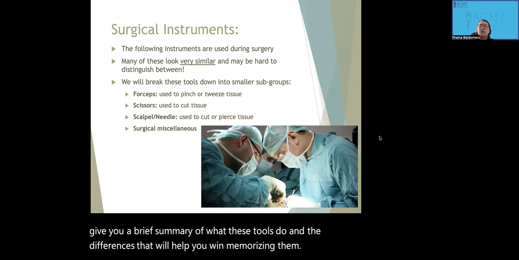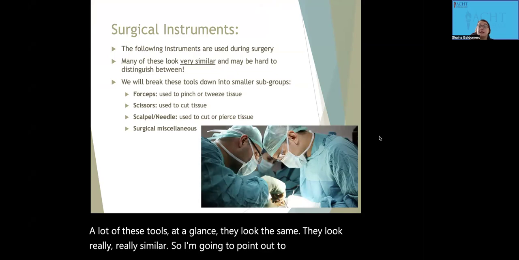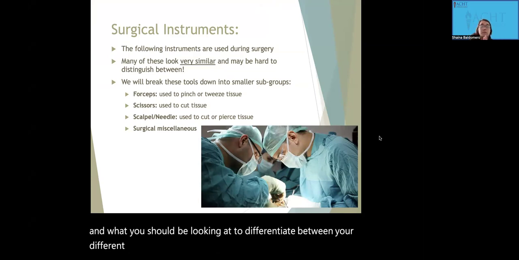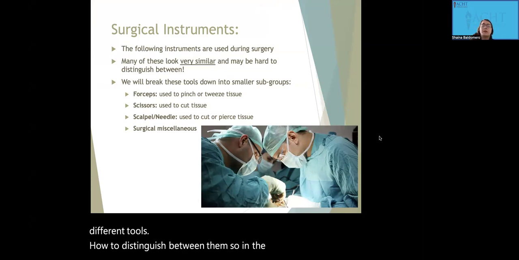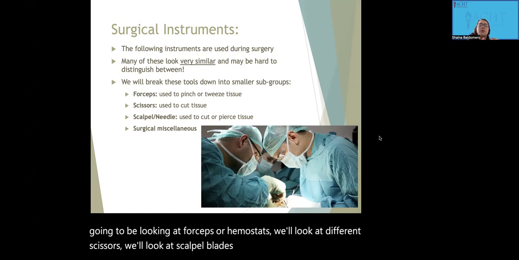A lot of these tools, at a glance, look the same. They look really, really similar. So I'm going to point out to you the details and what you should be looking at to differentiate between your different tools, how to distinguish between them. So in the next few slides, we're going to be looking at forceps or hemostats. We'll look at different scissors. We'll look at scalpel blades and needles, and we'll look at different miscellaneous surgical equipment.